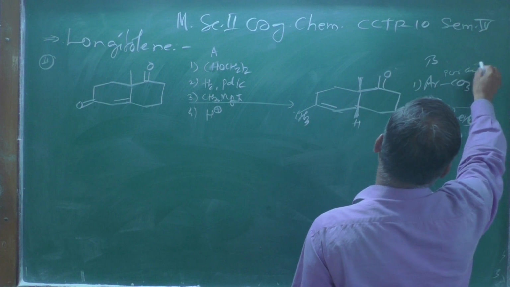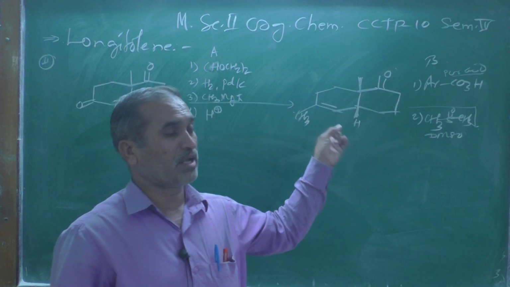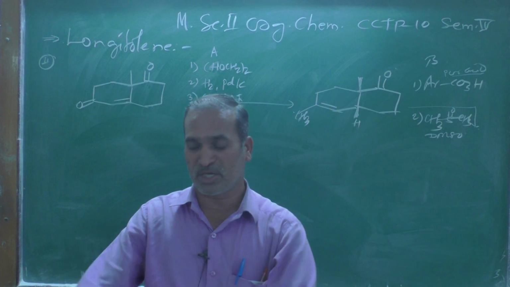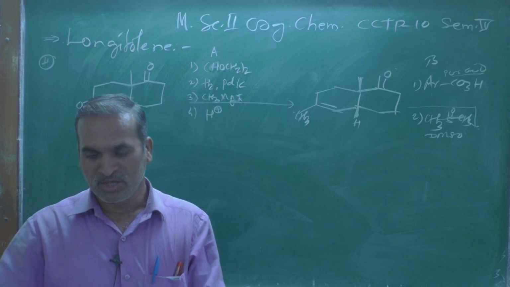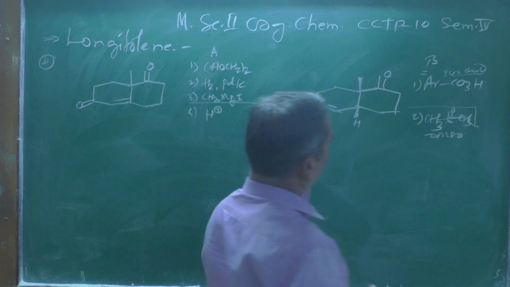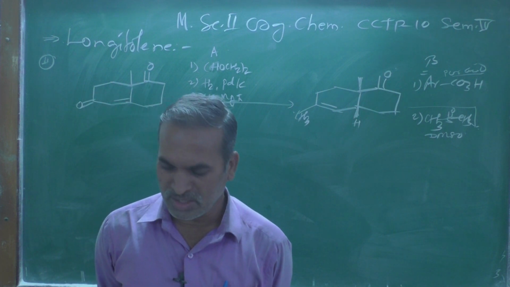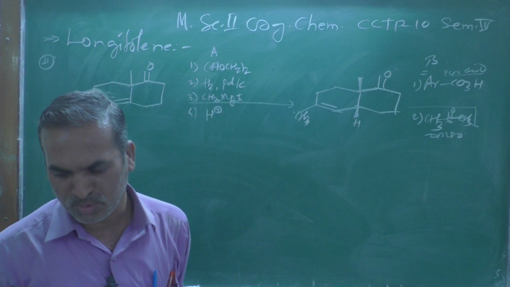peracid. Which peracid? That is a perbenzoic acid. Here it is indicated as a substituted one, mainly as metachloroperbenzoic acid. So that type of reagent may be there. This is the B reagent, and after adding these B reagents, what finally are you going to get?